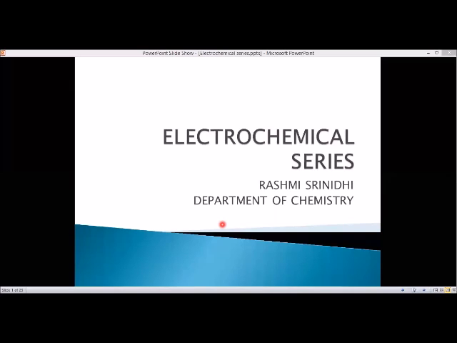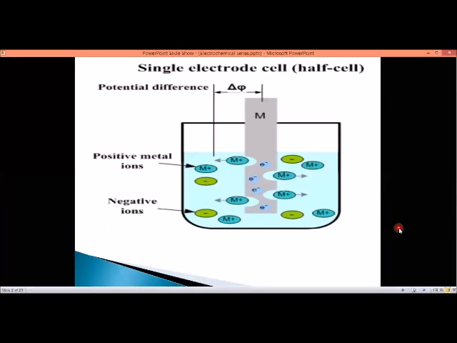So today, while talking about electrochemical series, the very first thing we have to know is what is the single electrode potential. When any metal is dipped in the solution of its metal salt, at that time there can be two things which can happen. First, there can be an oxidation or there can be a reduction.